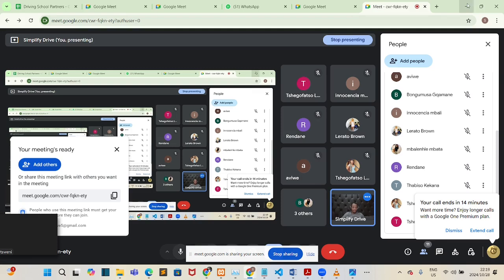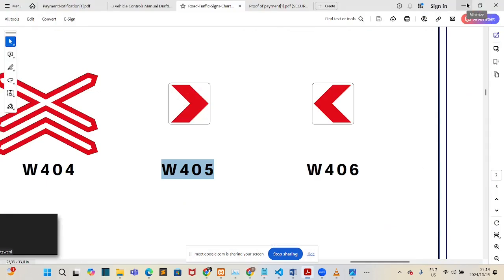Which one's the correct answer? What is the purpose of this road sign? A, it indicates a one-way route to the right. B, it indicates an obstruction on the left-hand side of the road. C, it warns you that the road curves suddenly to the right where the road sign is displayed. Which one's correct? A, B, or C?